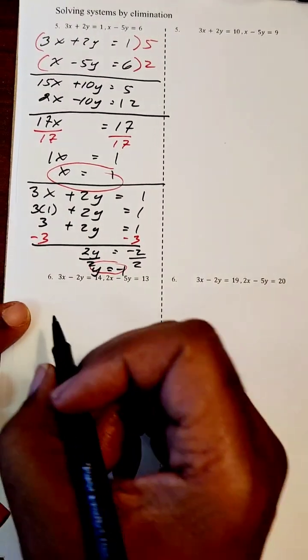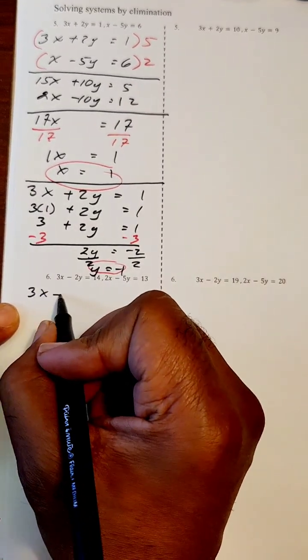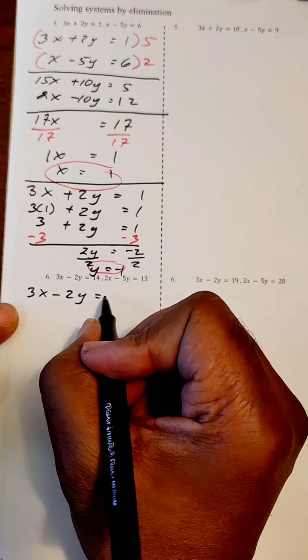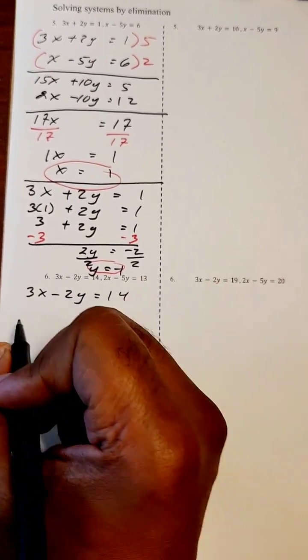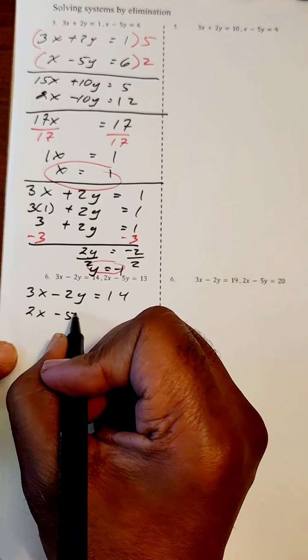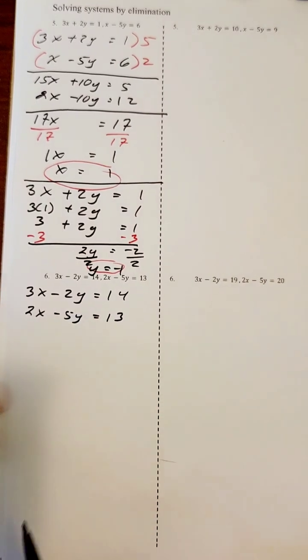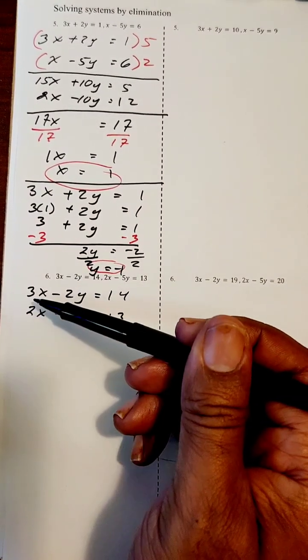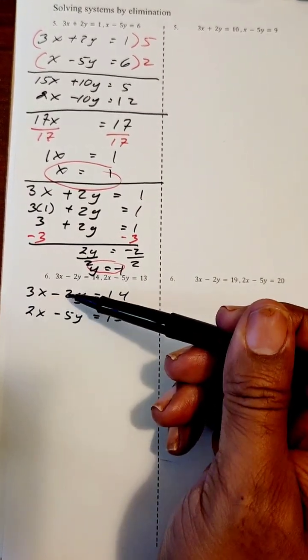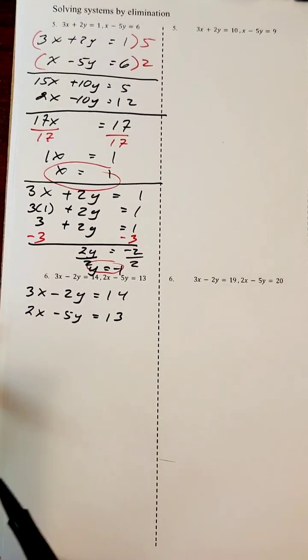Now for my second system, we have 3x minus 2y equals 14. And our second equation is 2x minus 5y equals 13. Now, once again, we have no additive inverses. This is a 3x, that's a 2x. This is a negative 2y, that's a positive 5y. So there are no additive inverses around.